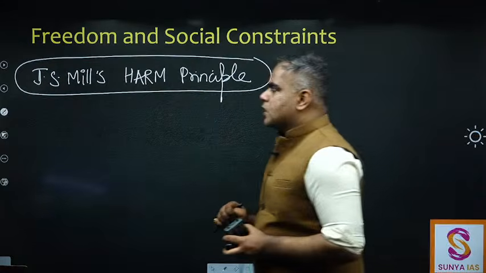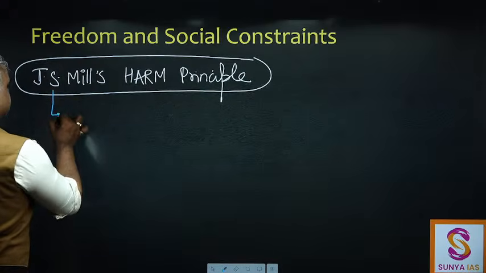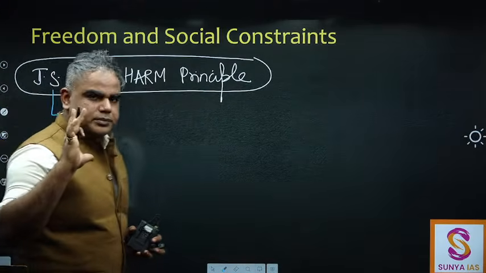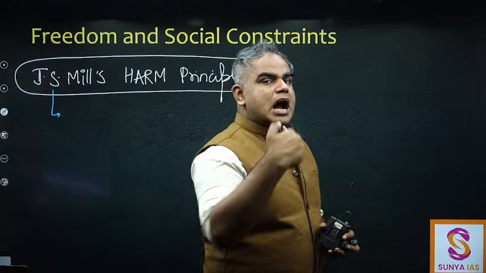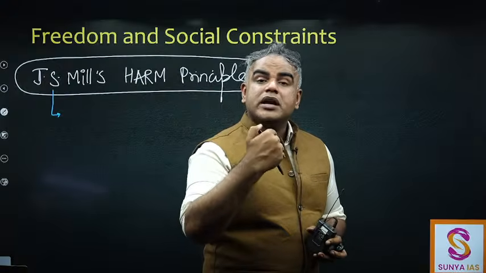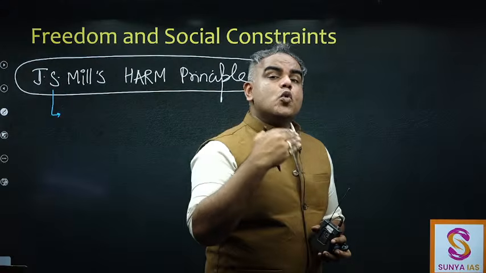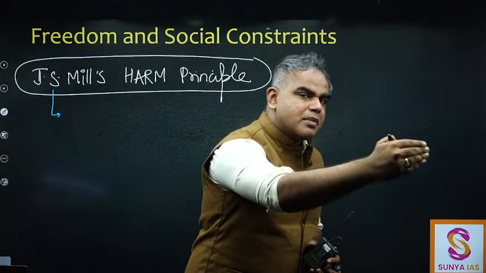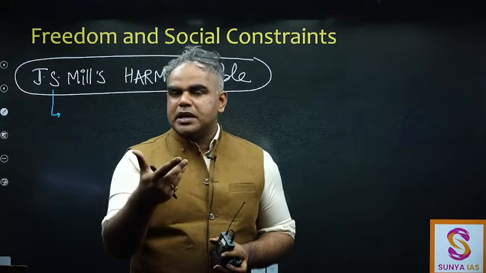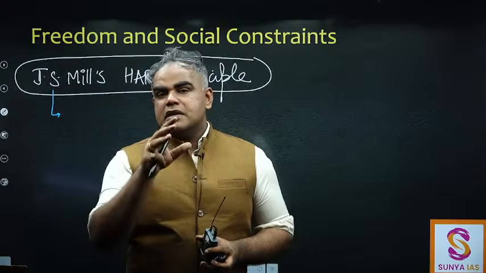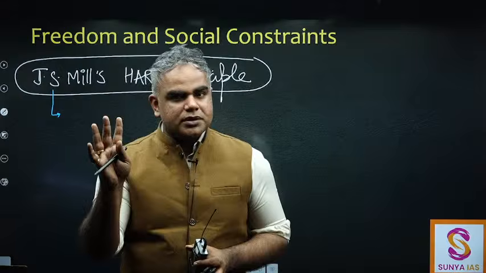J.S. Mill simply said that you are allowed to do whatever you want, but the condition is it should not harm the other person. So your freedom is limited only to the extent it does not harm the other person, right? And this is beautifully also explained in our Indian Constitution. In our Indian Constitution, we don't have things that are absolute. Yes or no? Freedom is never absolute.